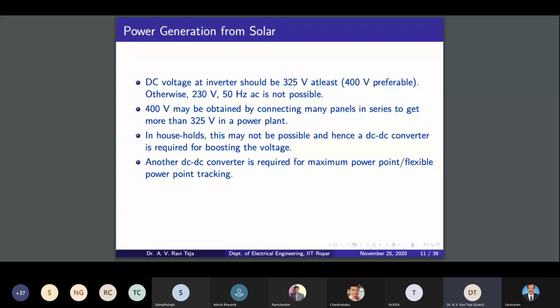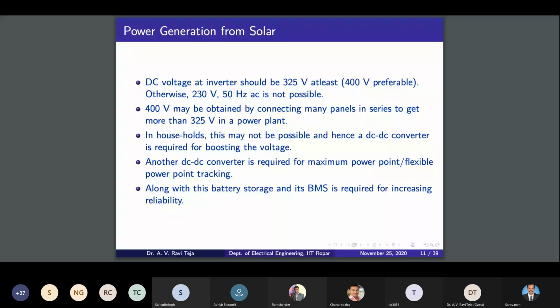And then along with this, you have to have a sufficient battery and have battery storage. And then battery, of course, requires battery management system for increasing its reliability. So this battery storage also, you have to decide based on how many hours you want to supply power and how much power, for what duration, how much power you want to supply. Based on that, you will decide the battery capacity.